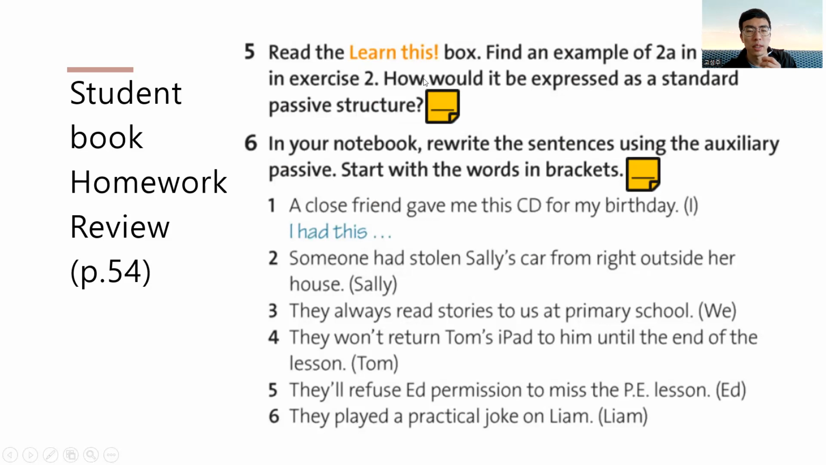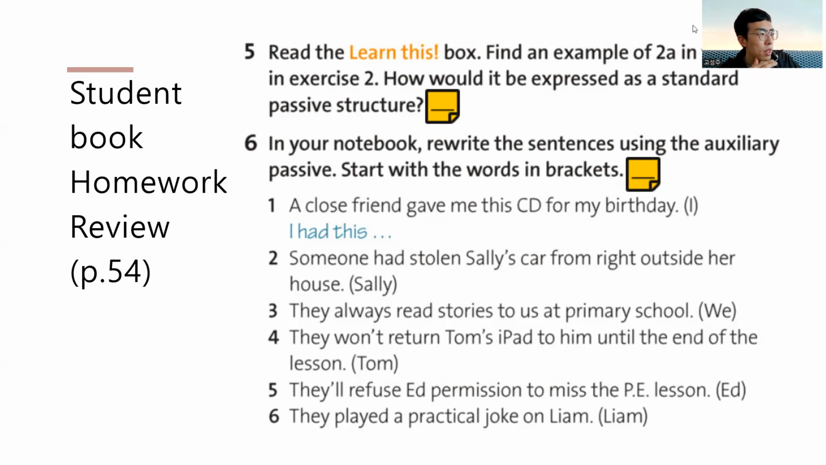Okay, read and learn this box. Find the example of two in the text. Exercise 2. How would it be expressed as a standard positive passive structure? So we learned about auxiliary passive, right? Adding have when we have two objects, right? So to learn this box, since you have read this as homework, where did you find the example?